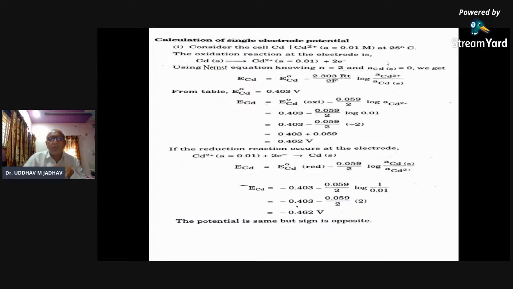Remember well what it is there: activity of pure solids, pure gases and pure liquids are always equal to 1. And here for that, the activity of CD solid should be equal to 1, and here also the activity of CD solid is equal to 1, and that's why our equation will become CD is equal to minus. Now here, why minus we have written?